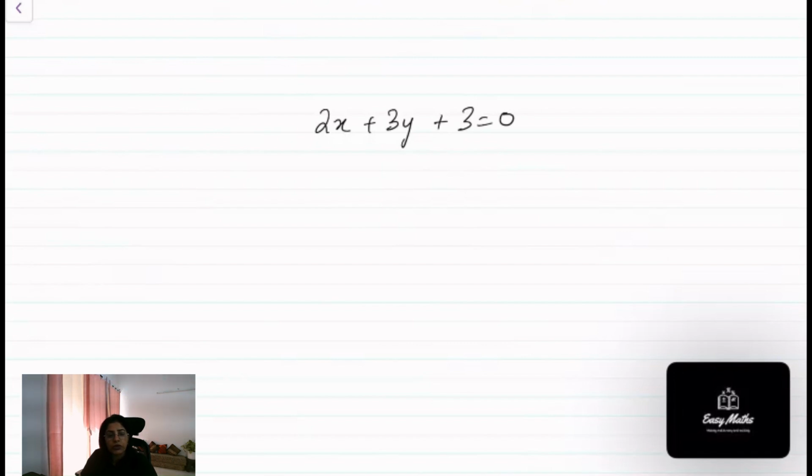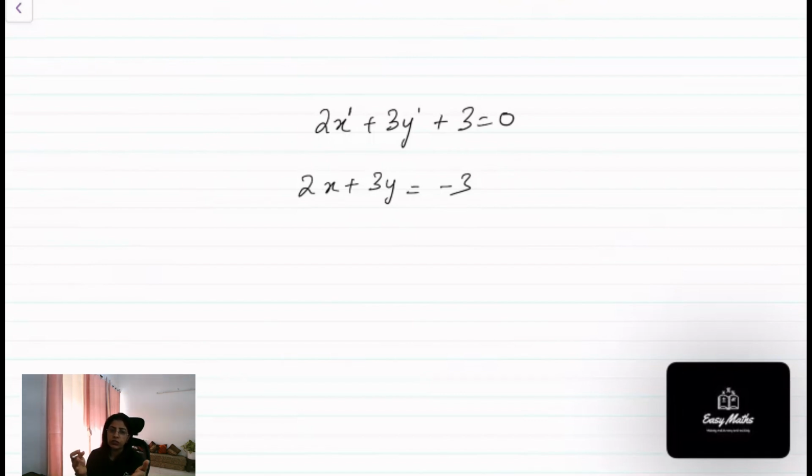This is a linear equation in two variables. Why linear equation? One more reason: the degree of this equation, the highest power of the variable, is 1. That's why it is also called a linear equation. Here the highest power of x is 1 and of y is also 1. Suppose you get 2x plus 3y is equal to minus 3. Then the question arises, is this a linear equation? Yes, it is a linear equation, but it is not in its standard form.